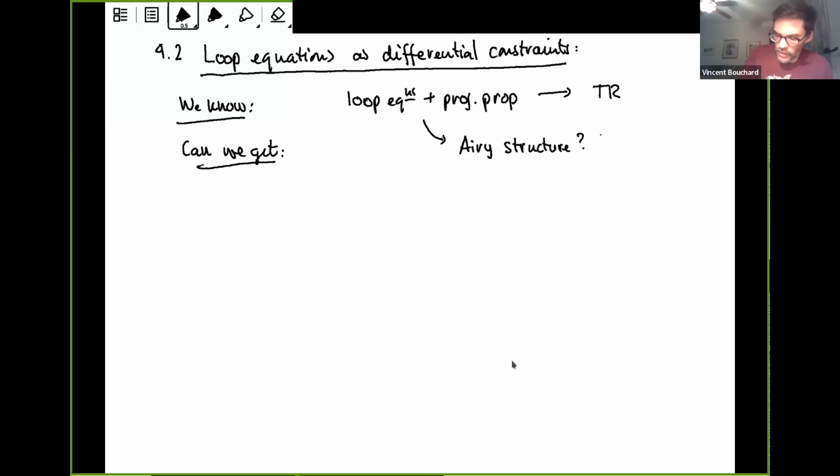And if so, what kind? What would that look like? What kind of area structures are we going to get if we do it this way? And in some ways, this is more direct.